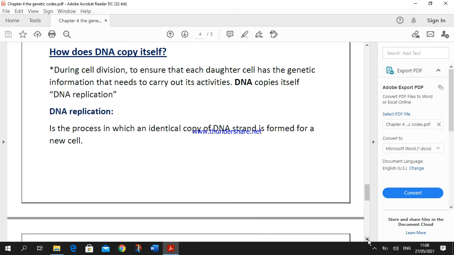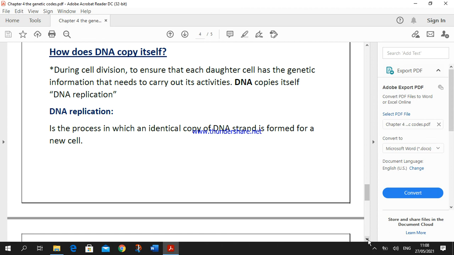The last topic: how does DNA copy itself, or how does DNA replication take place? Remember mitosis division. Before mitosis occurs, the cell prepares itself for division by making an exact copy of its genetic material, to ensure that each daughter cell formed from division receives the genetic information it needs to carry out its activity. So DNA copies itself, and this is known as DNA replication.